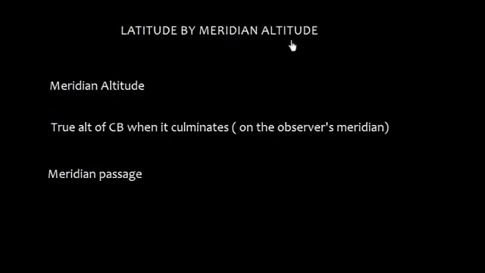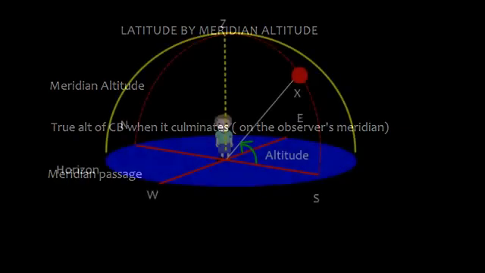Latitude by meridian altitude. Meridian altitude can be defined as the true altitude of a celestial body when it culminates. Culmination means when the body passes on the observer's meridian. This is also known as meridian passage.